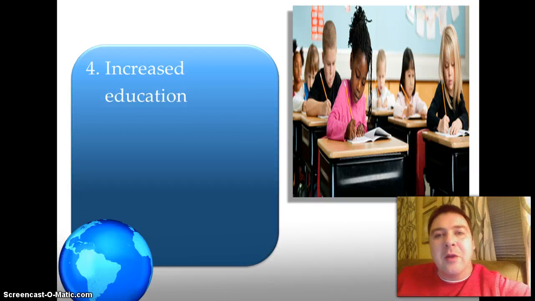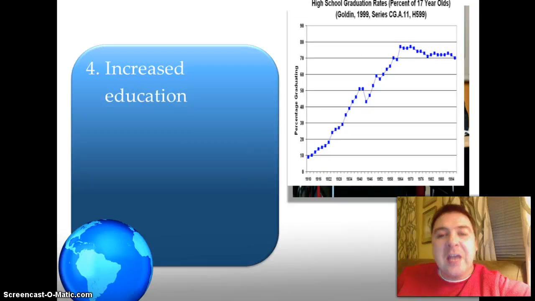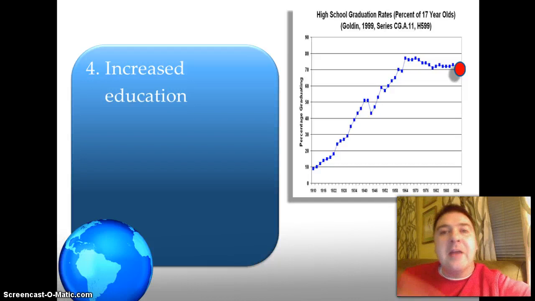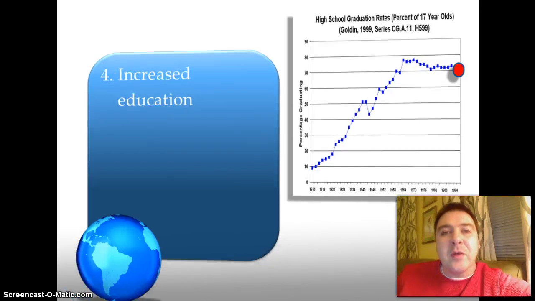We see the increased value of education. We see that again going back about 100 years. Relatively few people had high school degrees, and now well over about 70% of teenagers get their high school diploma. Again, an emphasis on increased education.